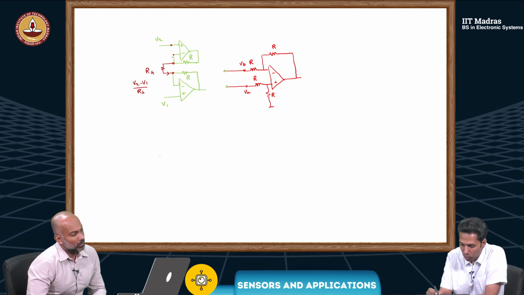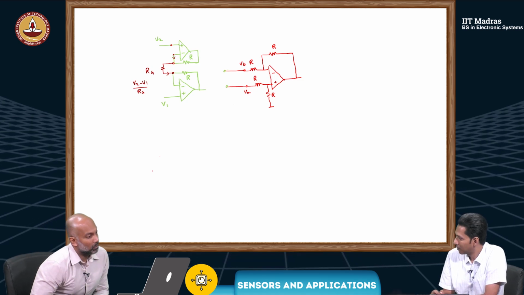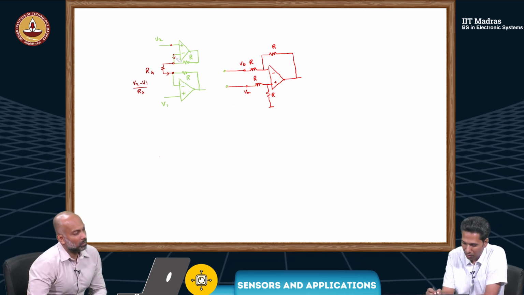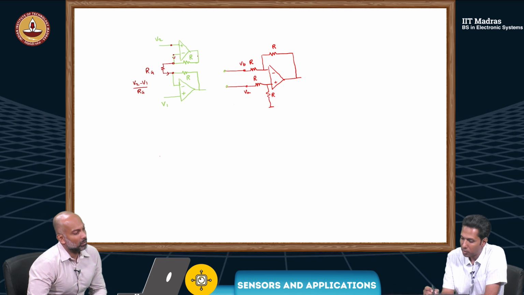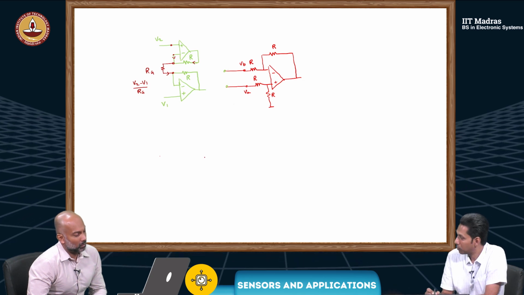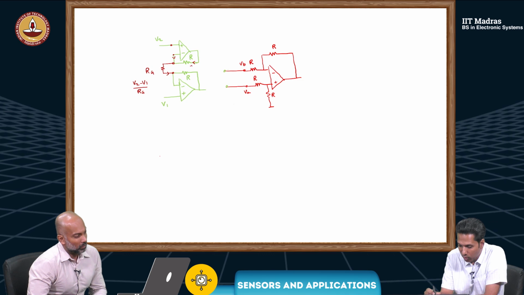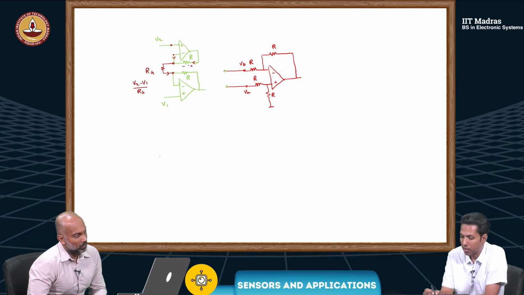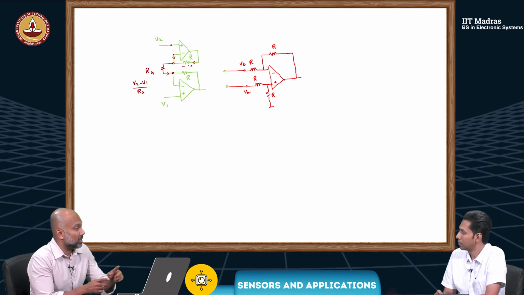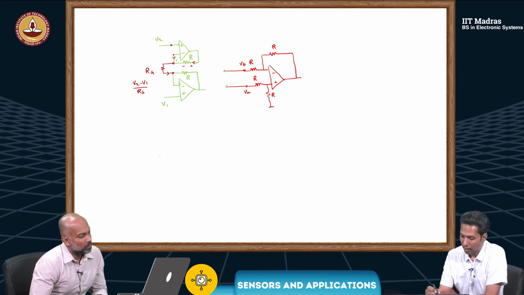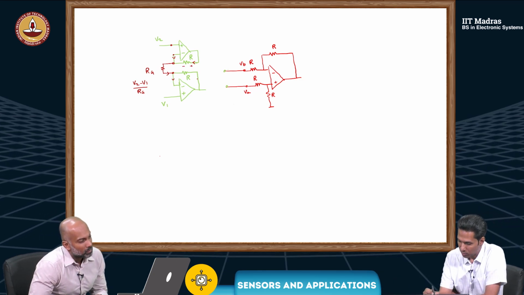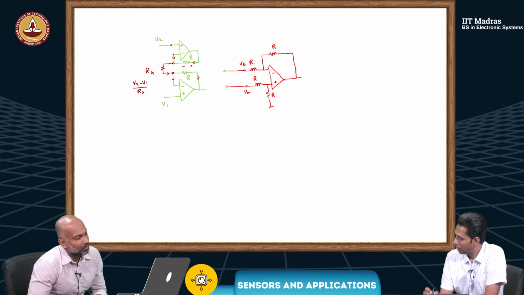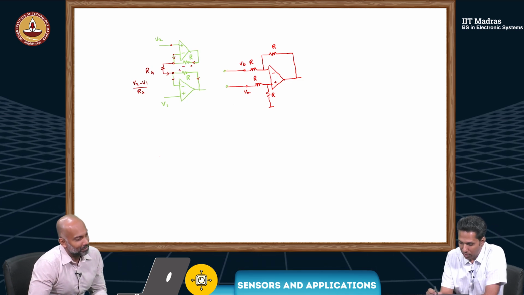This current cannot come from the input of the op-amp, no? So it will be coming from the output of the op-amp. That means this will be making a drop of that current into R across that resistor. And this current cannot enter this way, so it will be flowing in this way. So this will be making a voltage drop here.